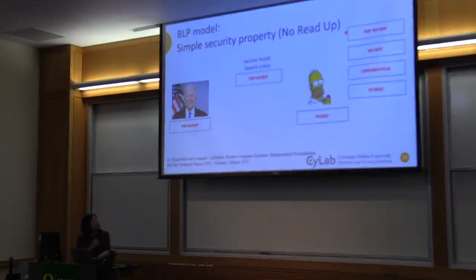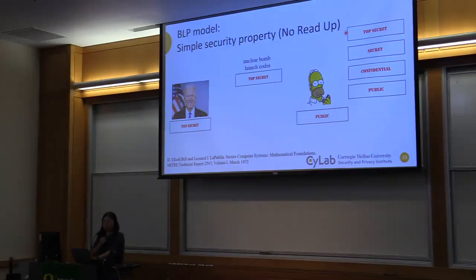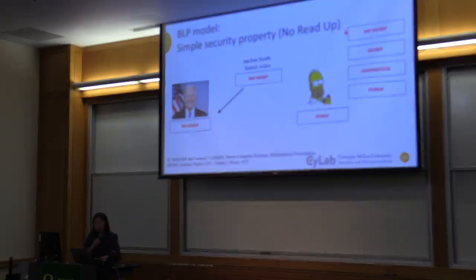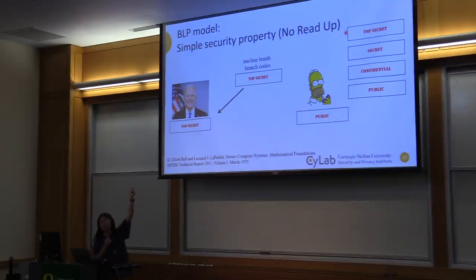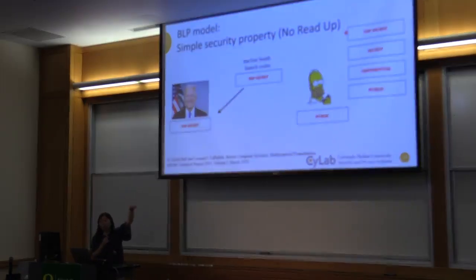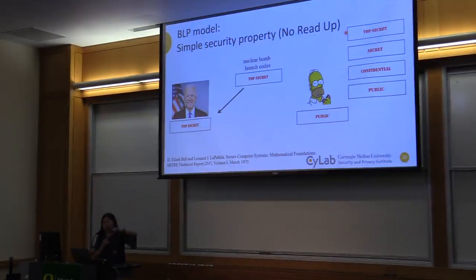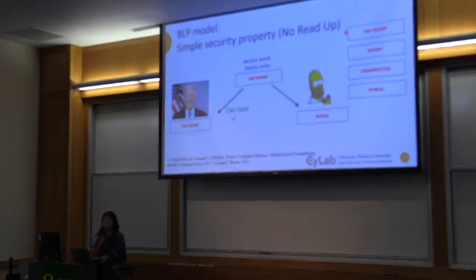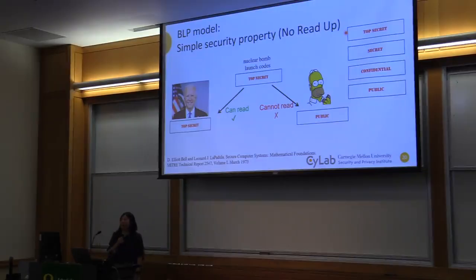For example, take this nuclear file. When the President wants to read, I compare the clearance with the file. If it's equal or higher, we're fine. Here it's equal, so this read is okay. Now Homer wants to read it. I compare the clearance with the label of the file. Homer's label is not equal or higher than top secret because he only has public. So the first one is allowed, the second one is denied. That's the read policy here. This is essentially preventing secret leakage, because if I allow such a read, I'm leaking secrets to people who are not allowed to read them.